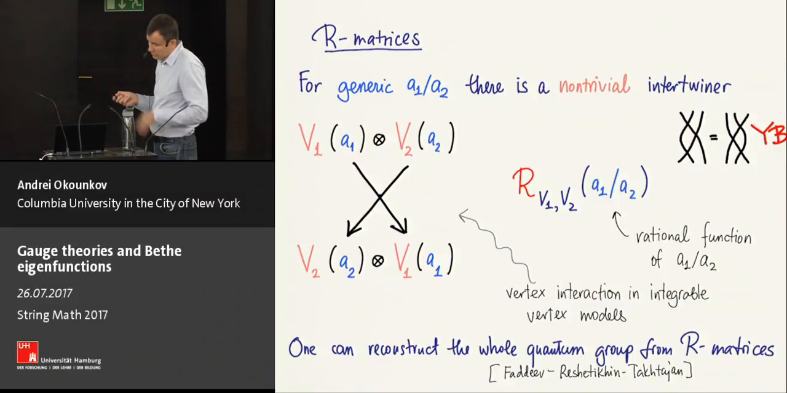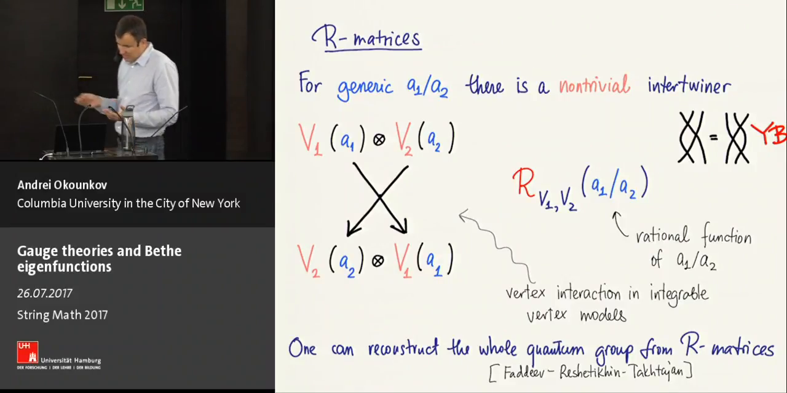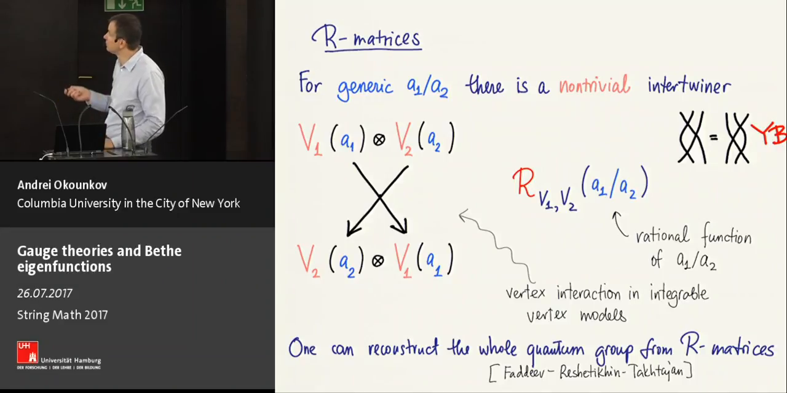And the point of view, which in math you typically credit to the work of Atiyah, Faddeev, Reshetikhin and Takhtajan, is that you don't really need to know what a quantum group is. All you need is a collection of these R matrices, and then you can reconstruct the quantum group. And this you can do in some highbrow way or some pedestrian way.